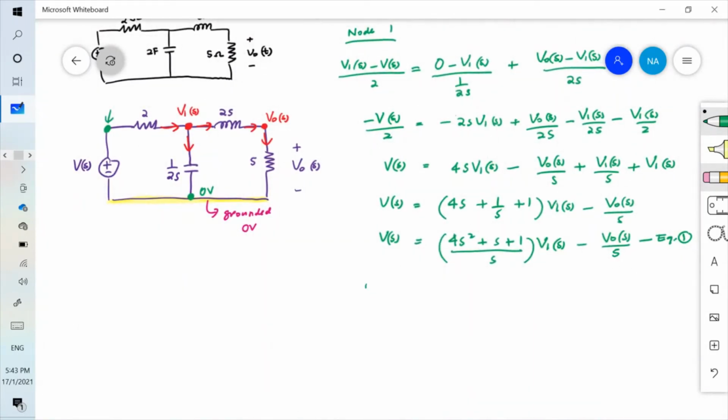Okay, so next we're going to go to node number 2. For node number 2, we only have one current in and one current out. So current in, V naught s minus V1s divided by 2s equals to 0 minus V naught s over 5.